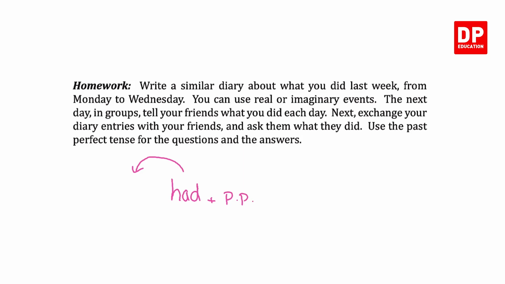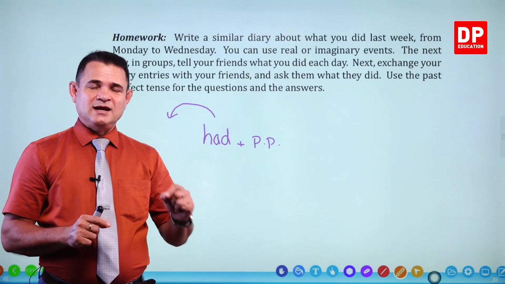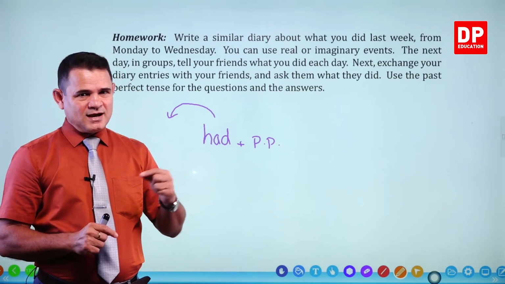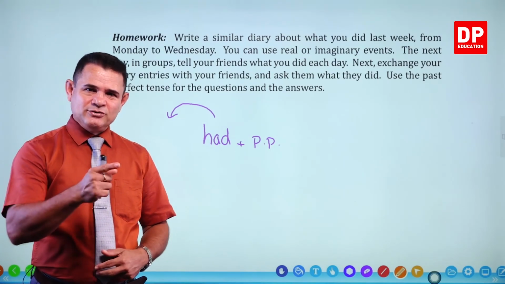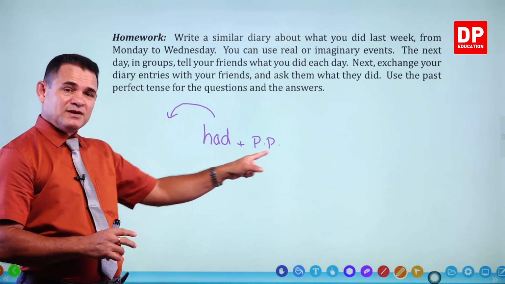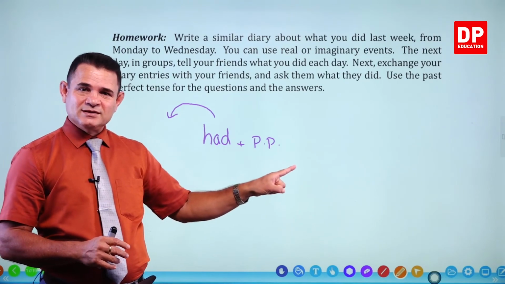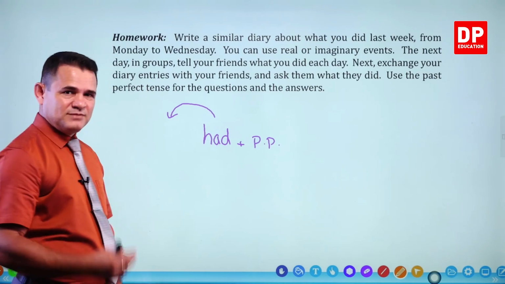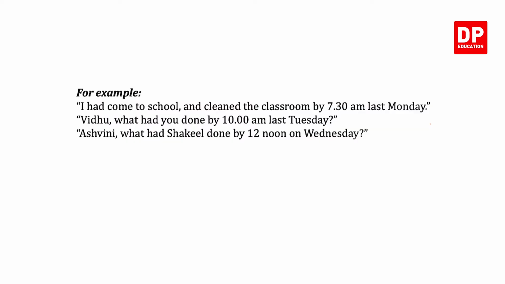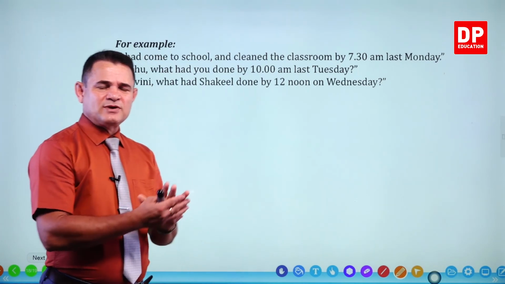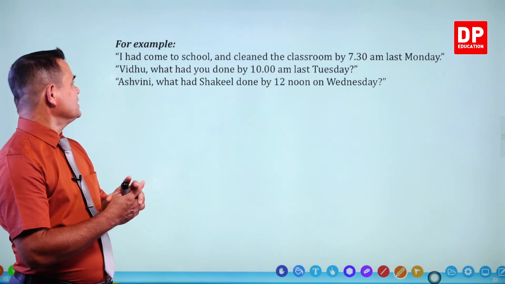So then, if you write, I had prepared or I had completed my homework. Had I, if you're asking from another, then again, had you completed your work by 5 p.m. yesterday? Yes or no? Right? Very simple. Then practice that. Then, for example here, I had come to school and cleaned the classroom by 7:30 a.m. last Monday. So this is what you write in the diary. Tamang karapu dewal wala liyanne.